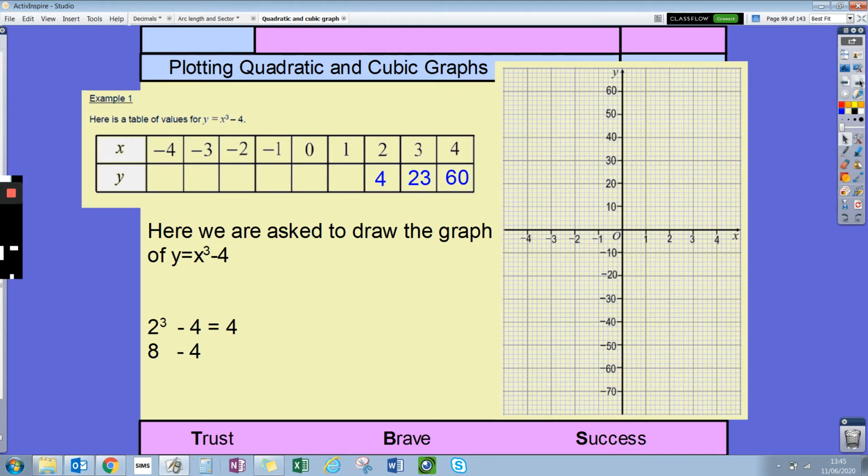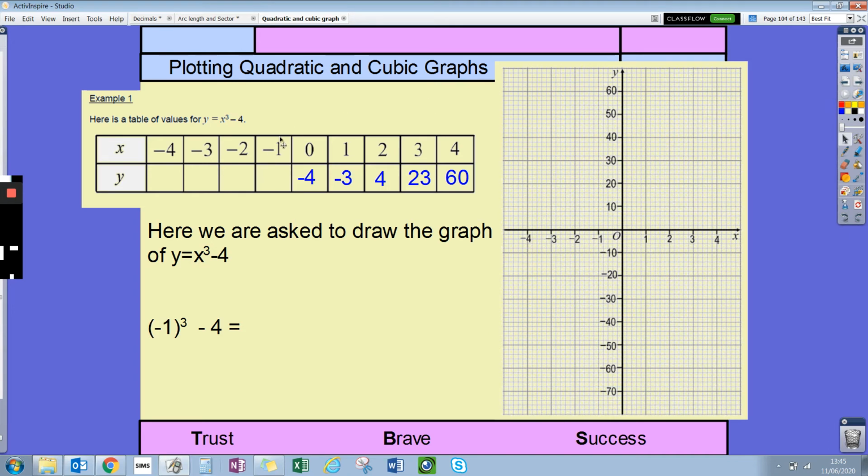Then 1 cubed, take away 4, 1 times 1 is 1, times that by 1 is 1 still, and then we're going to take away 4, which is negative 3. Then we're going to use 0, 0 cubed, which is 0, take away 4 is negative 4. Then we're going to move into the negatives, so we need to be careful here and make sure we get our negative number work correct.